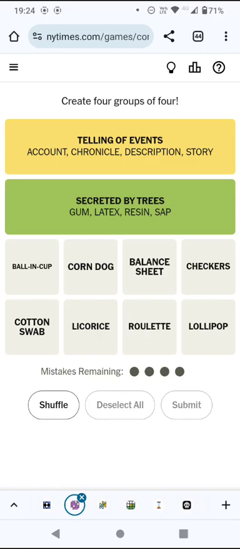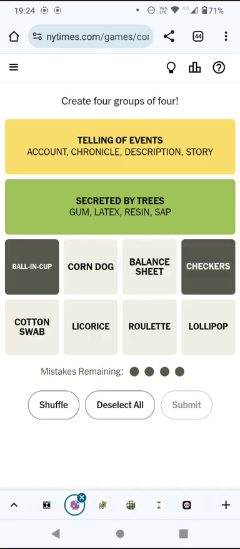Ball in cup, corndog, roulette and checkers. Maybe you find roulette at a fair. I've never seen it, but that doesn't mean it's not there. But then maybe it's licorice instead. But then, what is the other group going to be? I've got no idea. Let's try ball in cup, checkers. I do not even know. Ball in cup, checkers, balance sheet, roulette and cotton swab. They're all not foods. There's three foods, and that's really annoying or confusing.